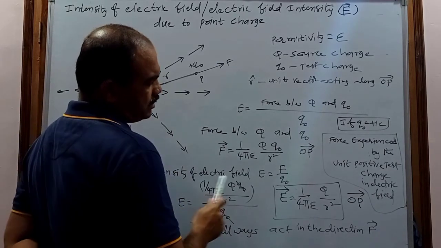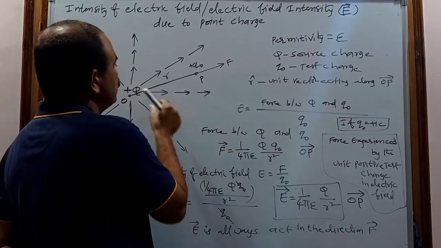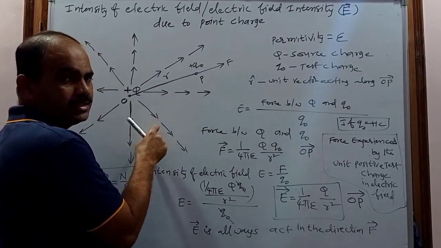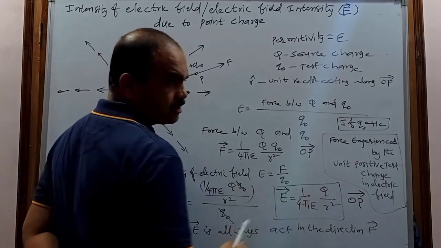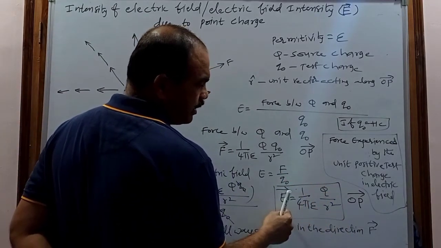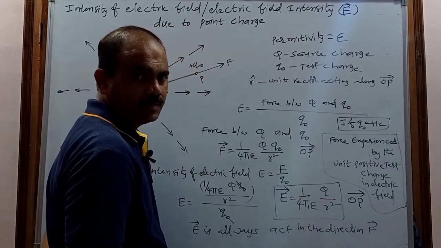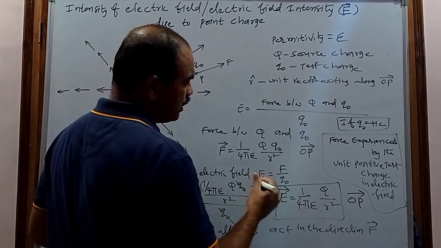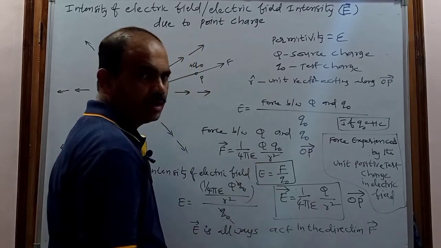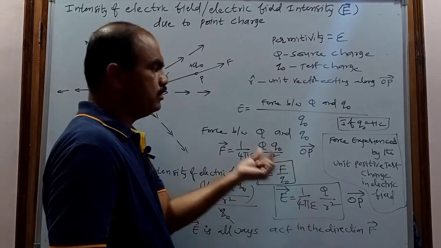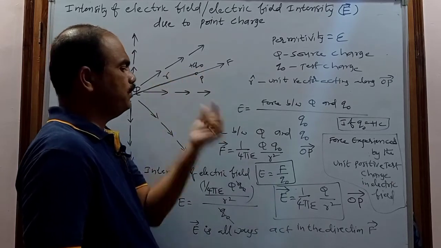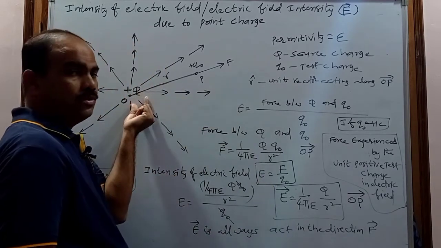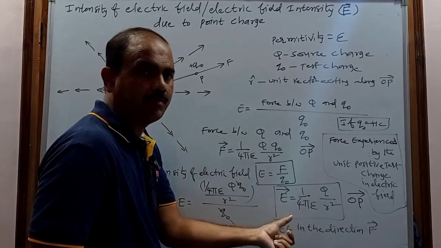Now when you observe these two equations, in the force, both the source charge and test charge are involved. But when finding the electric field intensity, only the source charge is involved, and this is the intensity of electric field in terms of the source charge. If we know only the force and test charge, then we have to use the formula E is equal to F by Q naught: divide the force between the source charge and test charge by the test charge, and you get the electric field intensity. If we know only the source charge and distance, then use the other formula.